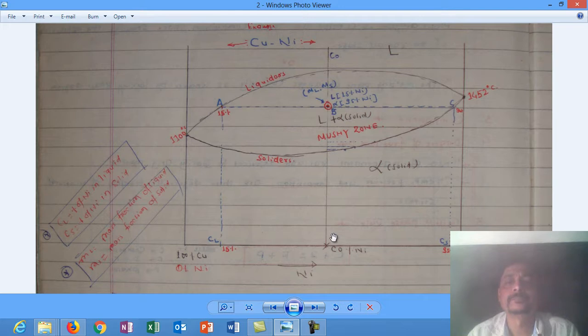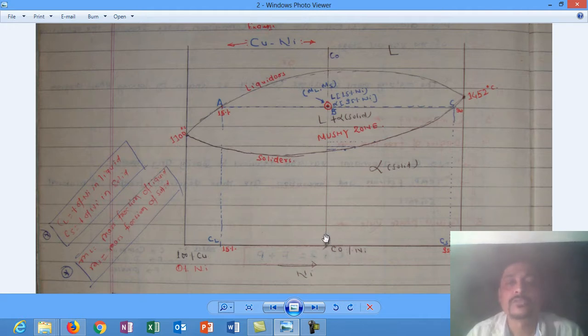Now let us consider that this is C0 percent of nickel. Since the percentage of nickel increases from left to right, at this point the percentage of nickel is 0%, and as you move right, the percentage of nickel increases. This is an arbitrary point. I am discussing what the phase is at different temperatures, studying the behavior of the phase for C0 percent of nickel.